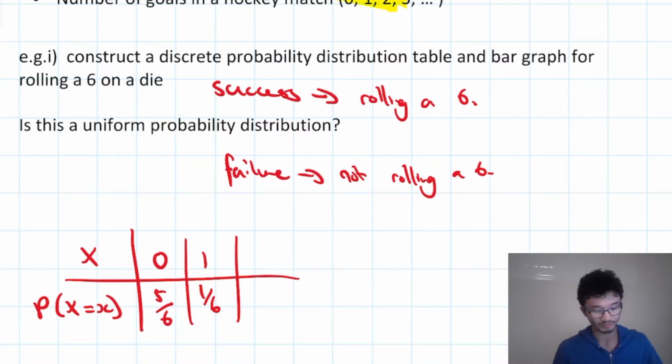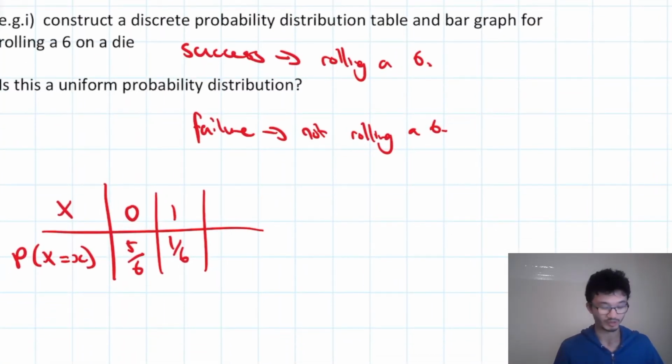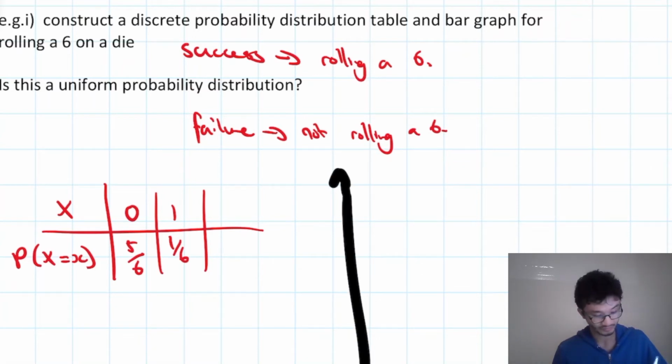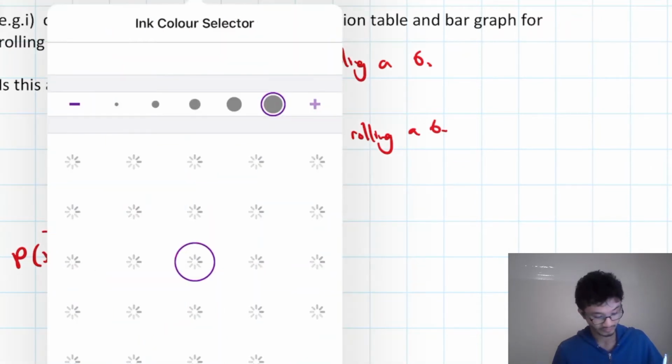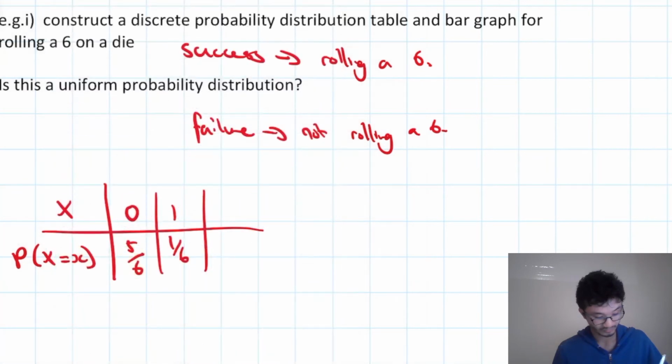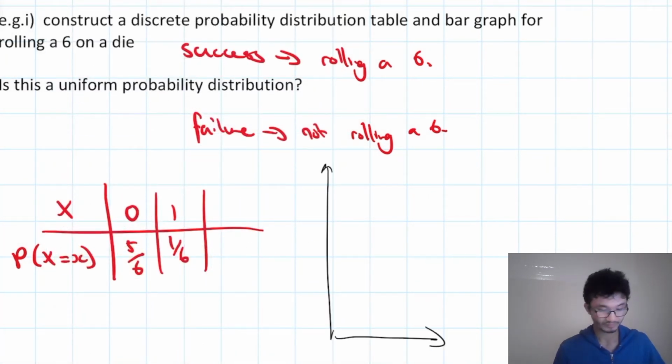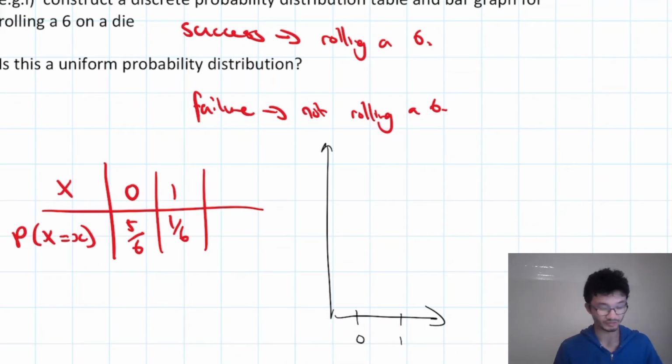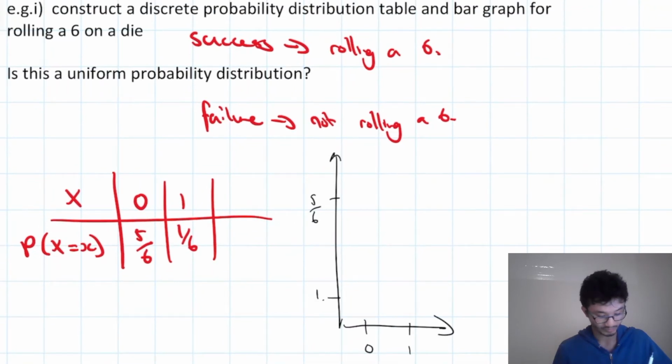What about this bar graph? Well, similar idea. If I want to draw a bar graph for this, let's just draw my axes first. And remember, we have two outcomes, right? We can either get 0 or 1. And then what are the probabilities of these going to be? Well, it's either going to be 5 on 6 or 1 on 6. I'll put that over here. So it looks something like this.